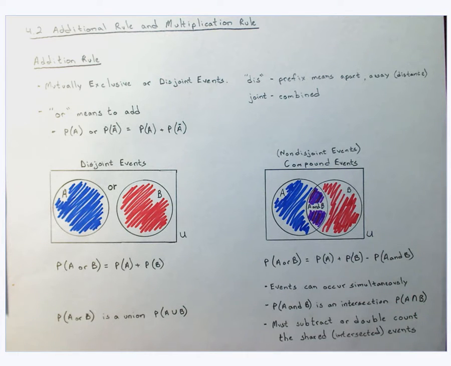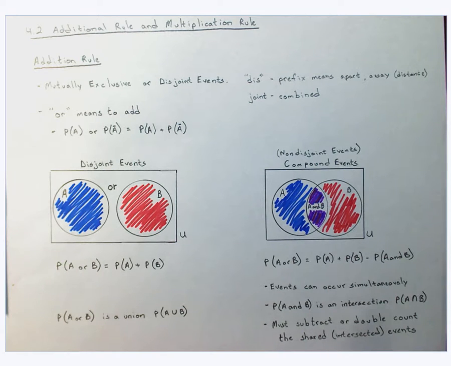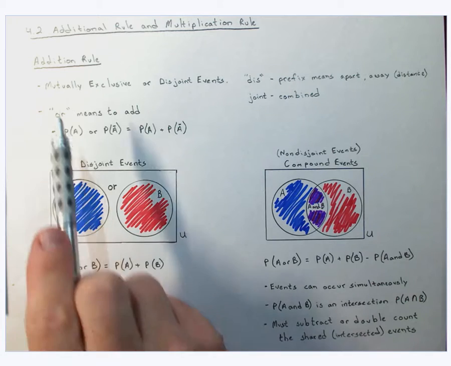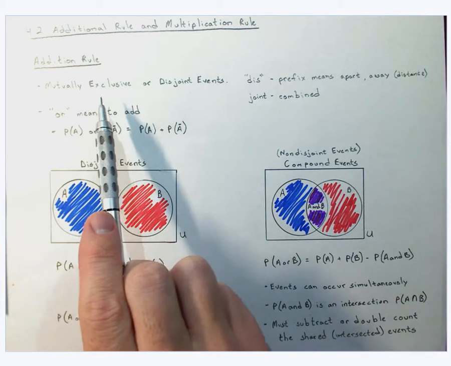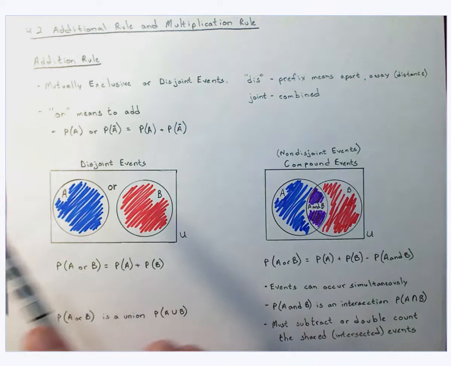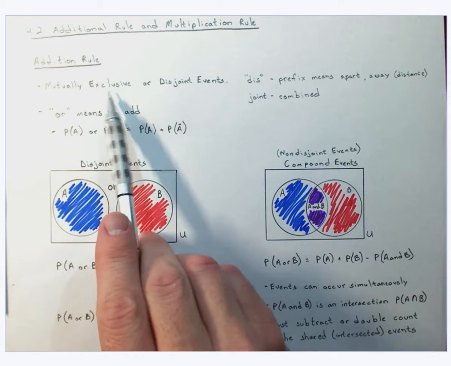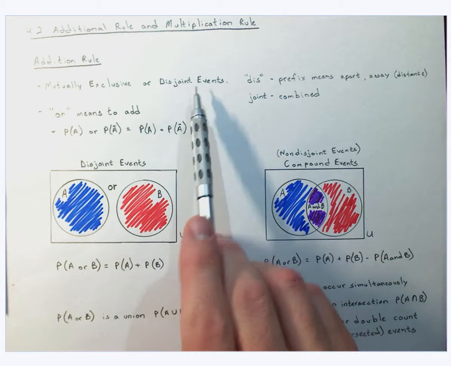Hello. The addition rule. With the addition rule, we are looking at, and we've already kind of touched on it with complementary events, mutually exclusive or disjoint events, or non-disjoint events, and I'll show you that. So we'll begin with mutually exclusive or disjoint events.